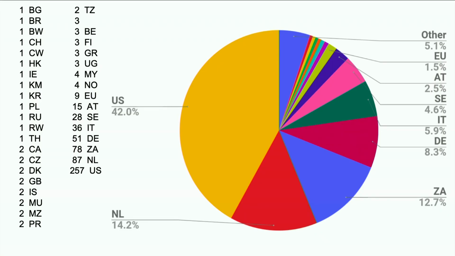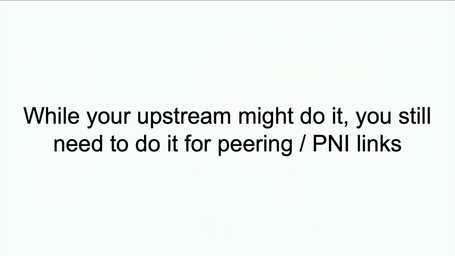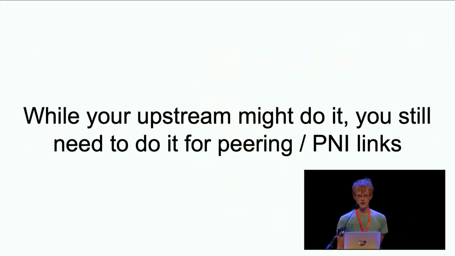I think Tier 1, Tier 2 RPKI filtering is really useful, and that some hospital that runs their own ASN is very unlikely to deploy RPKI, but if their middle stream providers do, brilliant. If it makes things safer, it's worth doing. That being said, while your upstream provider might be doing it, you still need to do it if you peer, or have PNI links, otherwise anyone could announce anything to you and you would accept it regardless.